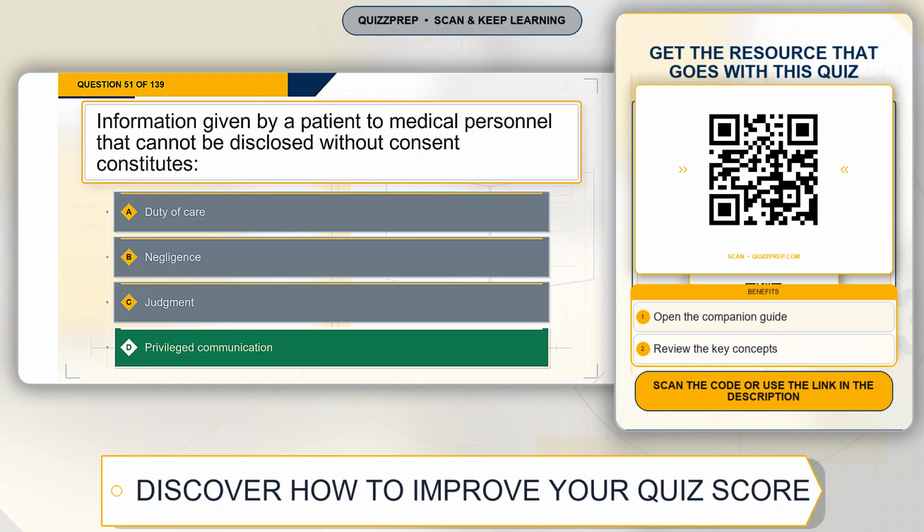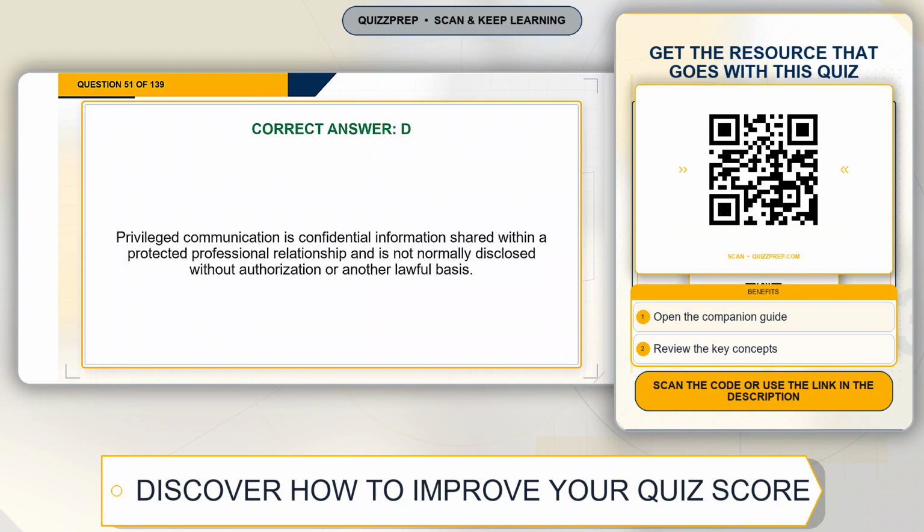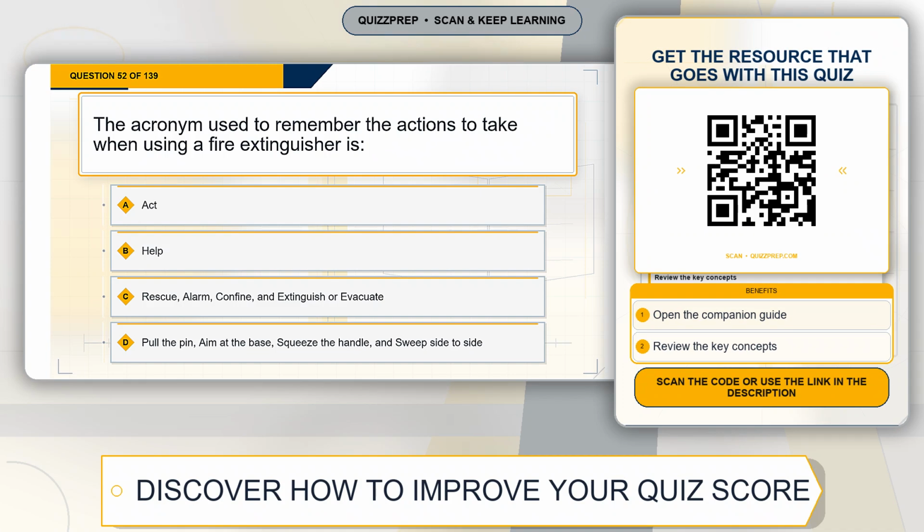The correct answer is option D, privileged communication. Explanation. Privileged communication is confidential information shared within a protected professional relationship and is not normally disclosed without authorization or another lawful basis. Question 52. The acronym used to remember the actions to take when using a fire extinguisher is: Option A, ACT. Option B, help. Option C, rescue, alarm, confine, and extinguish or evacuate. Option D, pull the pin, aim at the base, squeeze the handle, and sweep side to side.